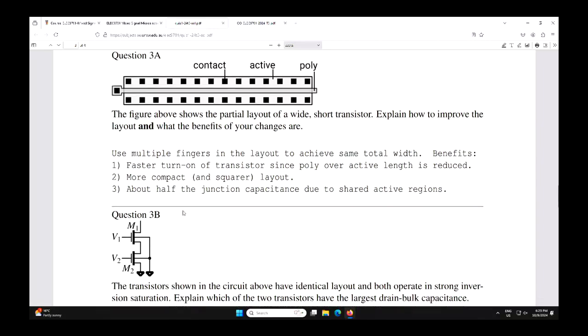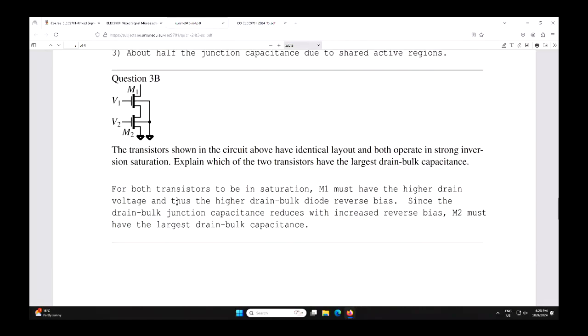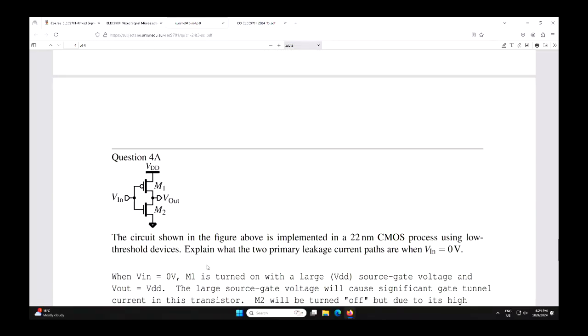Okay. Next question. Two transistors in saturation: which has the highest drain body capacitance? It's going to be the bottom one, because the drain voltage for the top one is higher, and the drain bulk capacitor has a larger reverse voltage across the diode, so the capacitance is smaller on that. So, yeah, I think most people got that as well.